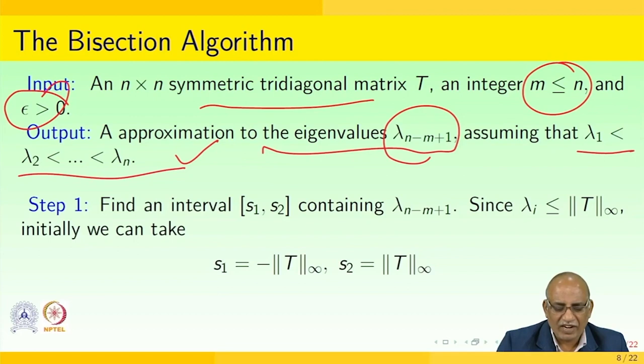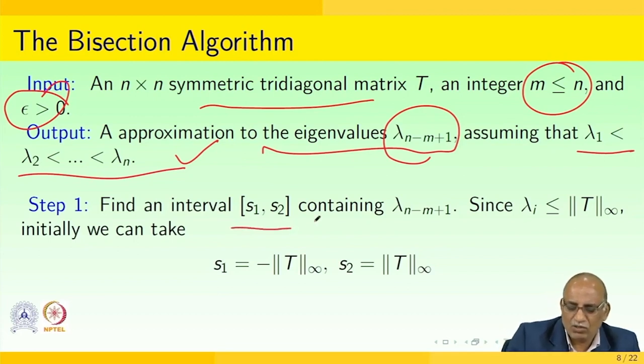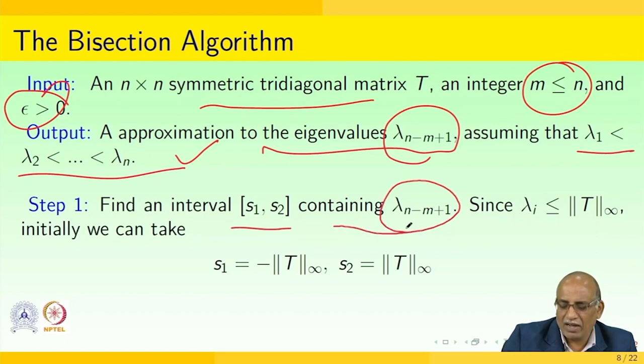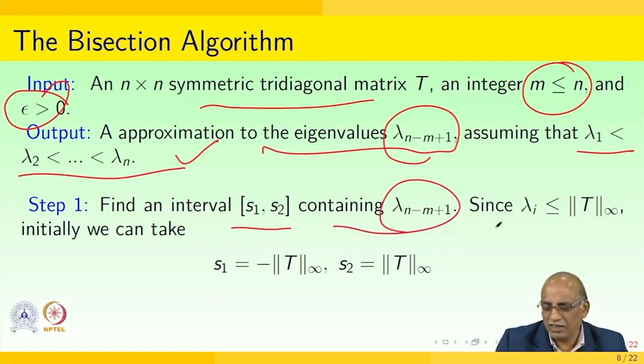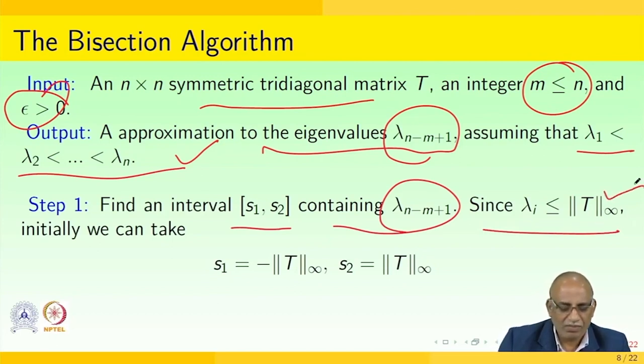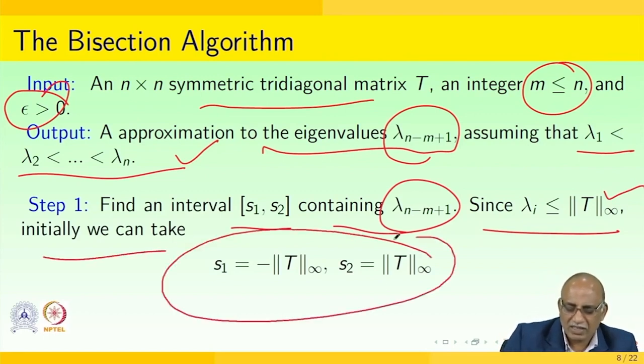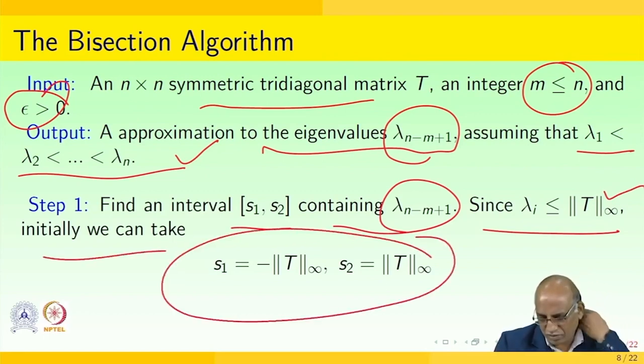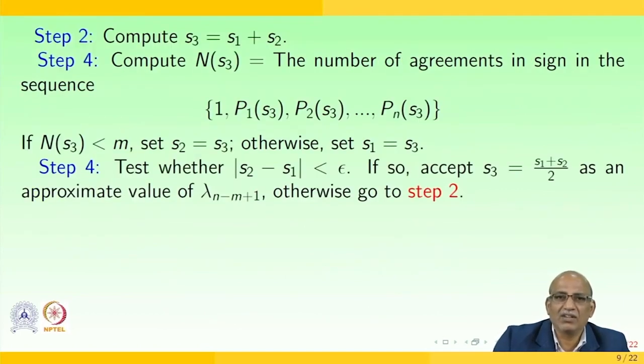Step 1, find an interval s1, s2 containing lambda n minus m plus 1, since lambda i is less than or equal to the norm of T, that is the infinity norm. Initially we can take s1 equal to minus the infinity norm of T and s2 equal to the infinity norm of T. If you take this in the first step, then in the second step you compute s3, that is s1 plus s2.